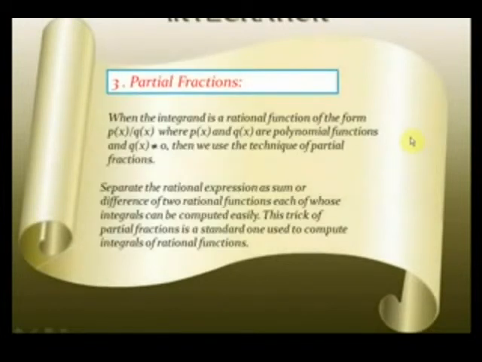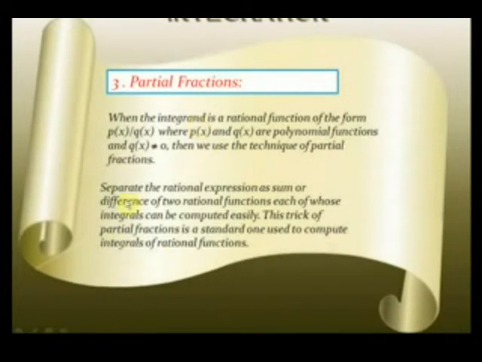And now let's come to the third most powerful method of solving problems on integration. This is known as the method of partial fractions. Now when the integrand is a rational function of the form p(x) by q(x), where p(x) and q(x) are polynomial functions and q(x) is not equal to 0, then we use the technique of partial fractions. So when do we use this technique? We can say that we use this technique when the integrand is a rational function.